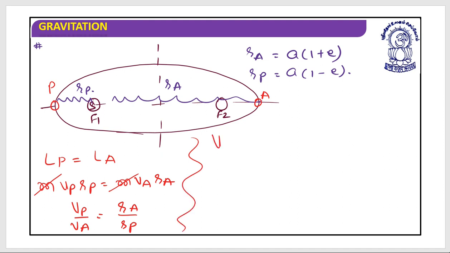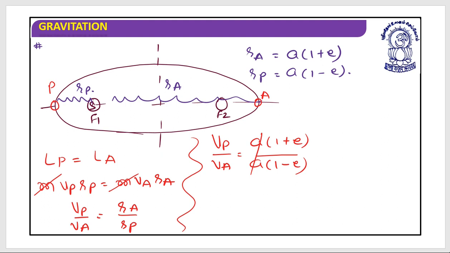So vp by va equals ra by rp. Ra could be written as a into bracket 1 plus e, and rp is a into bracket 1 minus e. So the a has been cancelled, and vp by va equals 1 plus e upon 1 minus e. Is it clear?